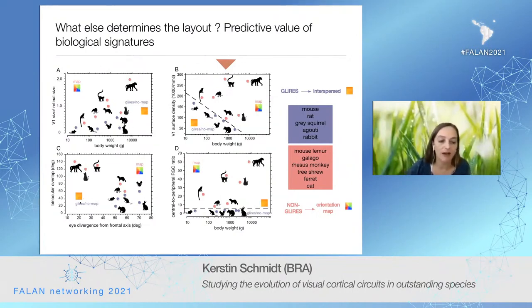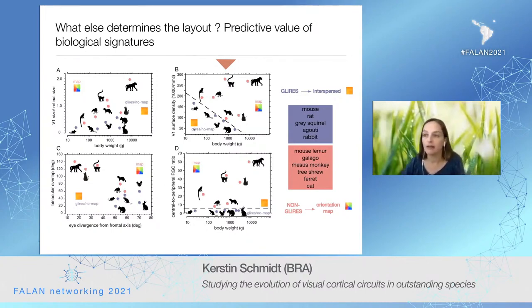On the other hand, binocular overlap. A question I'm always asked is, yeah, but all the rodents have their eyes on the side. If you look at the binocular overlap question, you see also that the tree shrew has quite low binocular overlap, as have some rodents, and it expresses orientation preference maps.